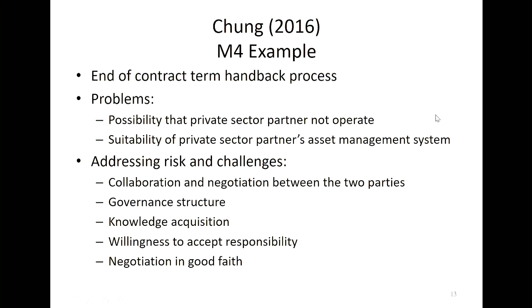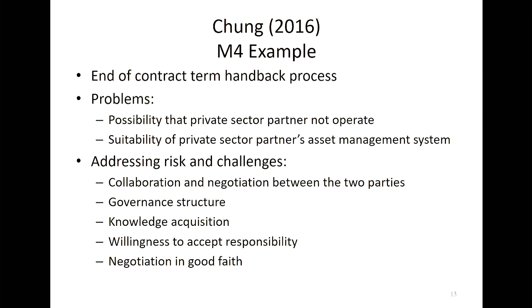So we have looked at the cross-city tunnel case, which highlights a number of problems with PPPs, and the others are English and Walker's papers. They look at the accounting treatments of PPPs. And this one is different from the other two. These papers use M4 as an example, and look at how public sector entities address the risks and challenges at the end of the contract term, which relates to the handback process, when the private sector hands back the facilities and the ownership and the management of the facility to the government.